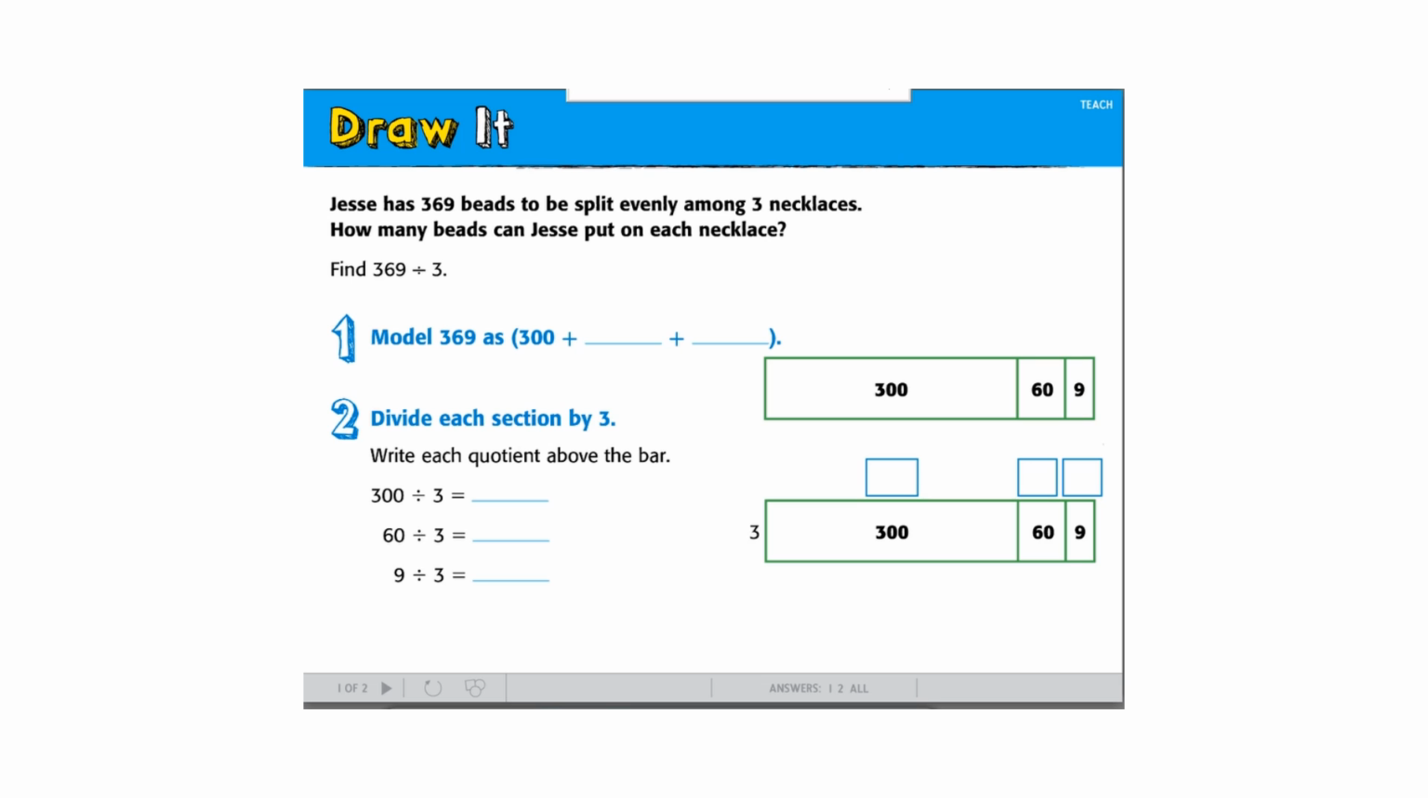I can be successful. This one says, Jessie has 369 beads to split evenly among 3 necklaces. How many beads can Jessie put on each necklace? So we're going to split up 369 into 300, 60, and 9. So we are decomposing this number. Now we're going to divide each section by 3. So 3 goes into 300 100 times. 3 goes into 60 20 times. And 3 goes into 9 3 times.